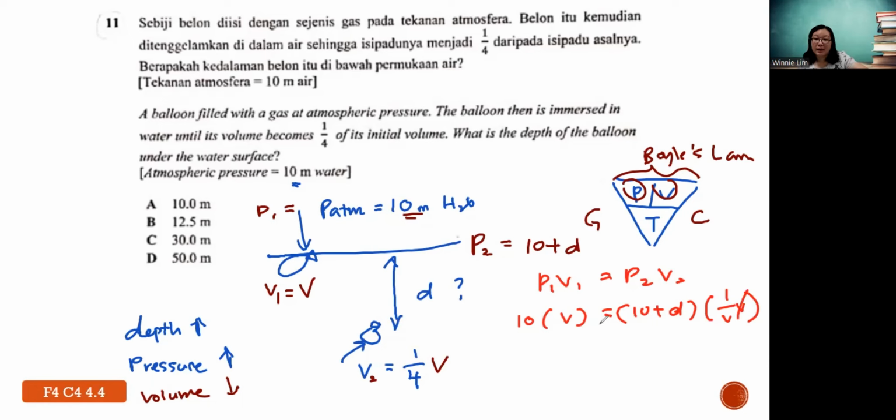So first we can cancel out the V. Then this one is 1 over 4, so I bring over, it becomes 10. Sorry, I wrote wrongly. Yeah, it's 4 times 10. So you have 40 equals to 10 plus D. So in the end you have D equals to 30. So this is how you solve this type of questions.